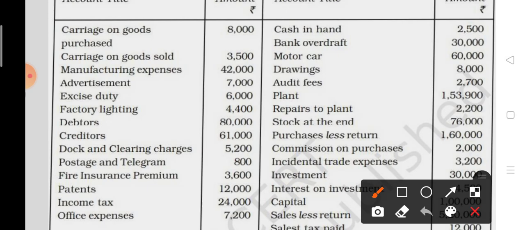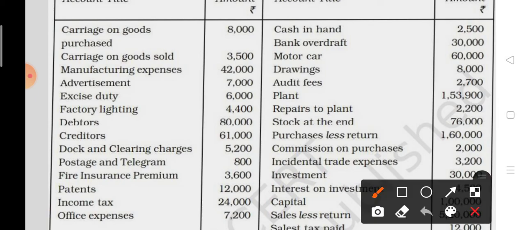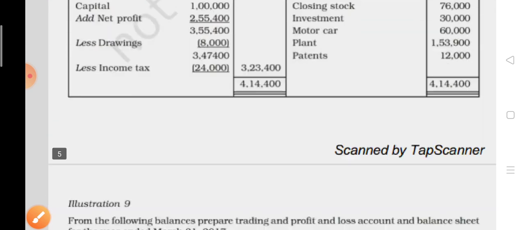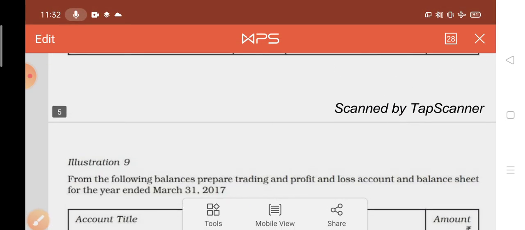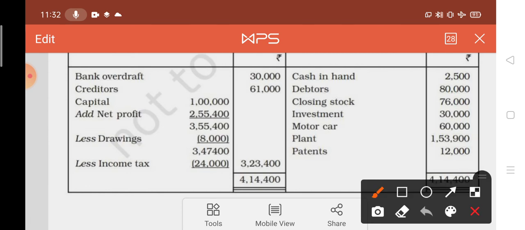Here income tax is given, 24,000. So children, this income tax you have to treat as drawing, and drawing is also given here, but no problem, income tax also you have to take in drawing, and you have to subtract this from the capital. See, you have to subtract this from the capital. Now the adjusted capital will come.